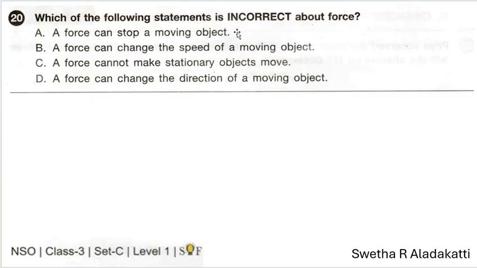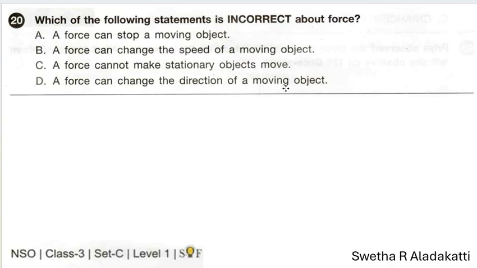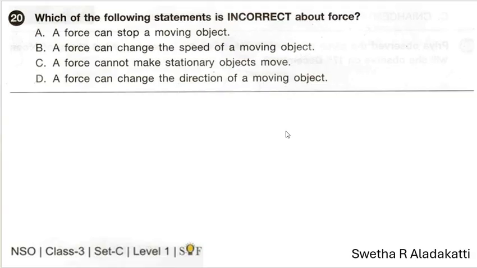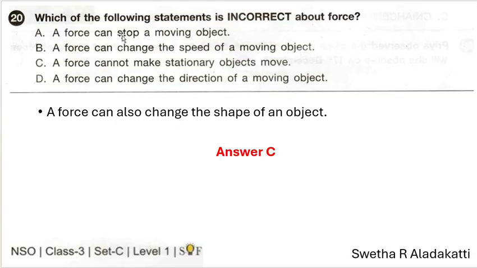20. Which of the following statements is incorrect about force? What is a force? Push or pull is a force. So, what are the statements given here? A force can stop a moving object. A force can change the speed of a moving object. A force cannot make stationary objects move. A force can change the direction of a moving object. Let's see the answer. So, a force can stop a moving object? Yes. A force can change the speed of a moving object? Yes. If you push it a little harder, definitely it will change the speed.